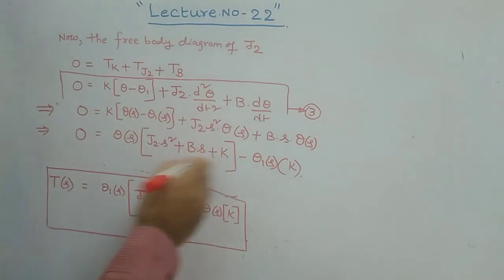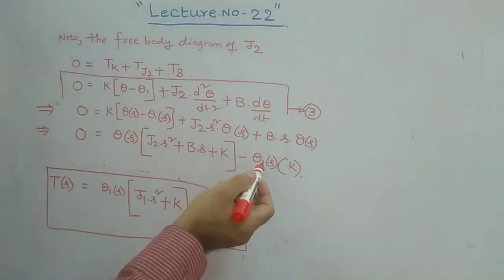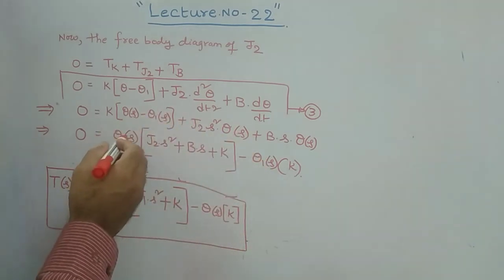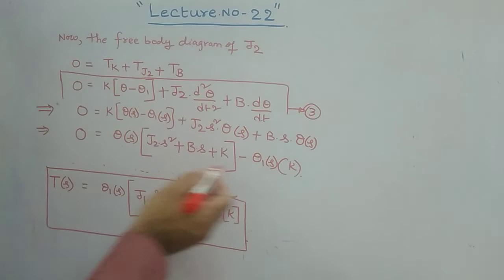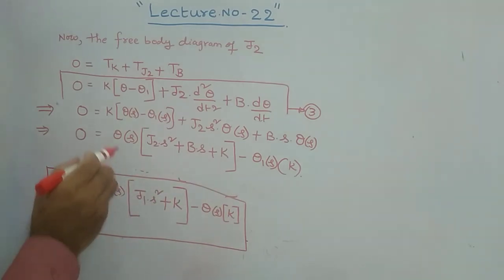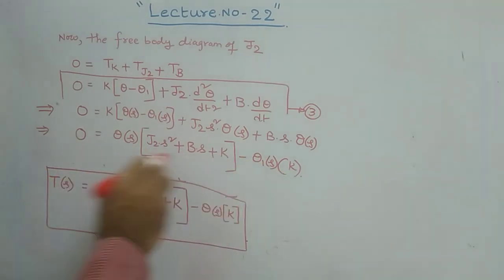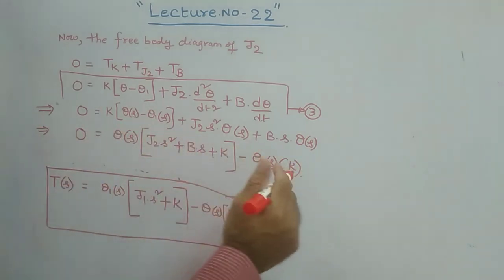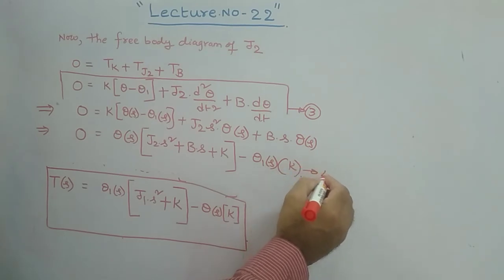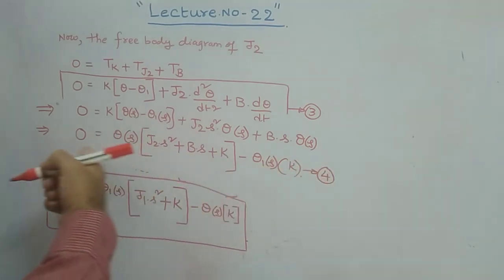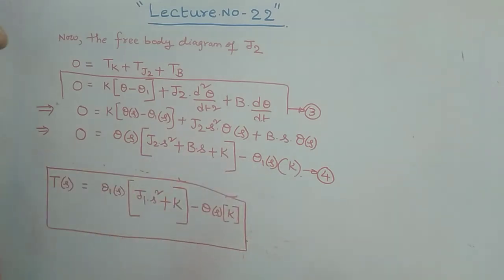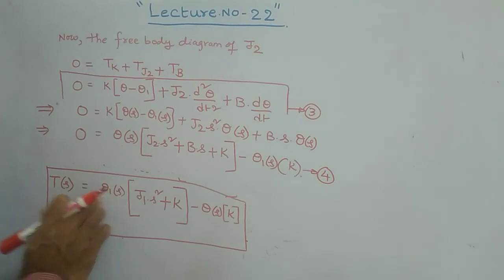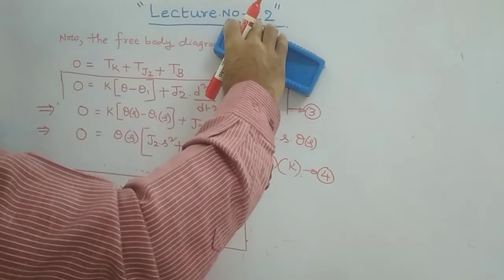So from here what will we do? You can get some value for theta 1 of S in terms of theta of S, and then that theta 1 of S is substituted in this expression. Therefore, from this expression, which we call equation number 4, bring the value for theta 1 of S. And that theta 1 of S you should substitute here itself in this place. Then I will remove this one.